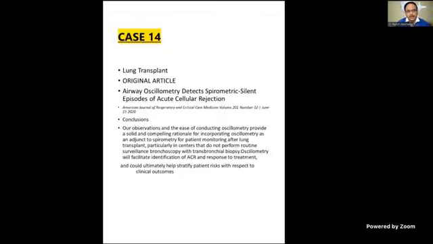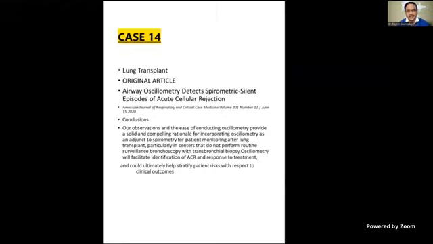And to conclude, I had the opportunity to do oscillometry also in patients who had undergone lung transplant, and this is a big article which came in the Blue Journal in 2020, which said that airway oscillometry detects spirometric silent episodes of acute cellular rejection, which are quite early, and you can diagnose lung transplant rejection by knowing this ACR quite early.